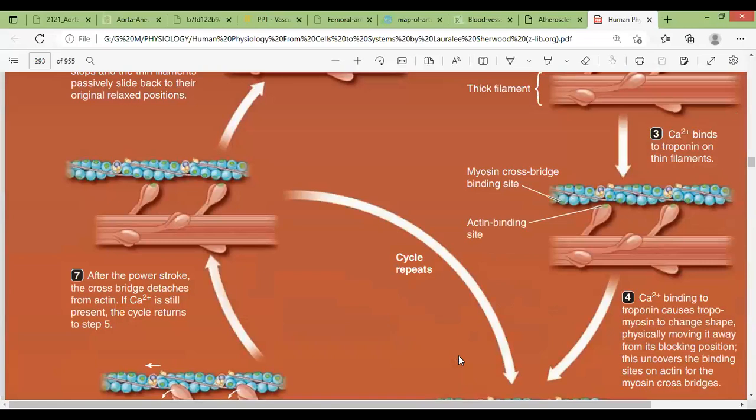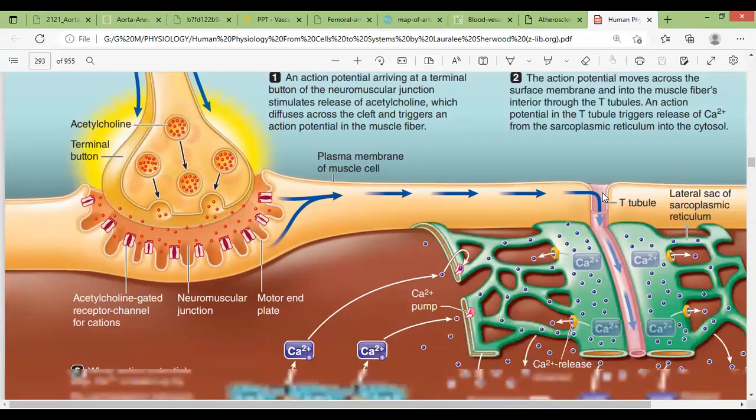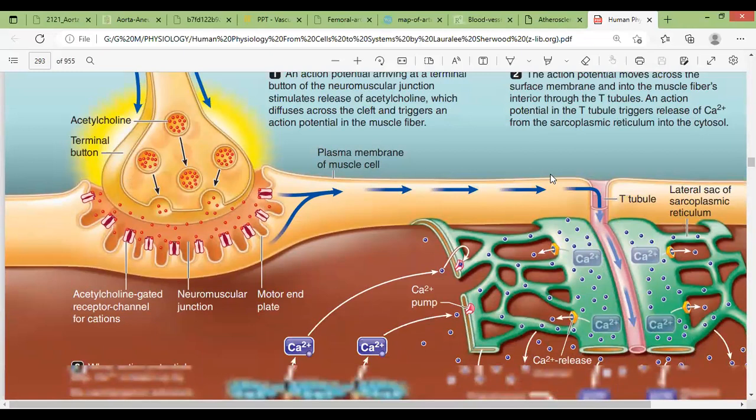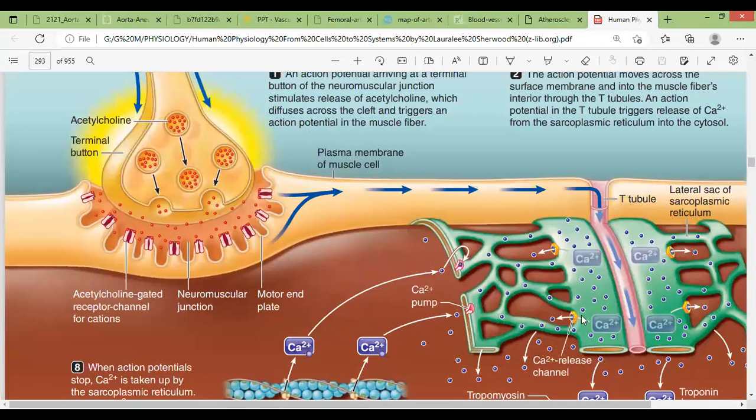I guess so. The action potential has arrived at the surface of the muscle, and it will travel down these T-tubules. These T-tubules are areas that go deep down into the muscle. It's like an entry into the muscle. Now, as the action potential moves through the T-tubules, it will trigger release of calcium, as you can see here. Calcium will be released from the sarcoplasmic reticulum.